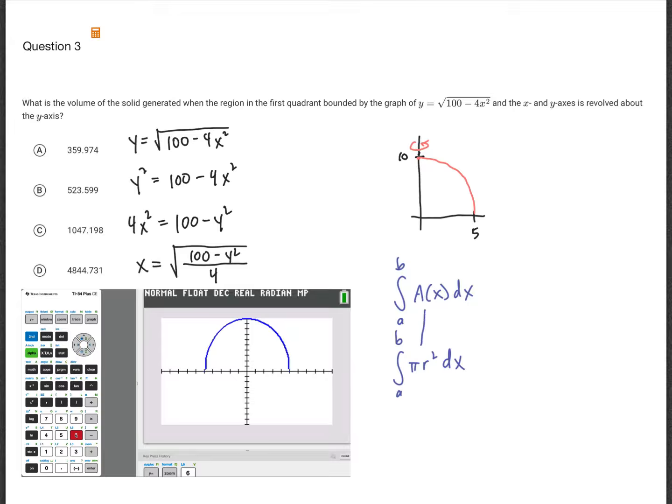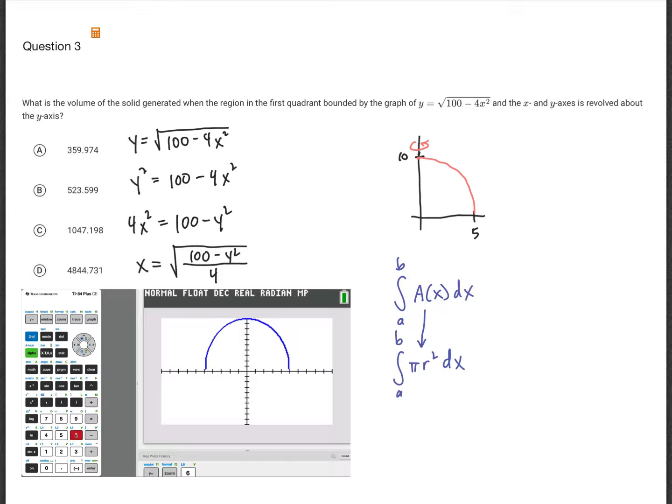So our cross sections are circles, so our area function is going to be some type of pi r squared. Okay, so a radius is this distance here, and this distance is just whatever x equals, and we know x equals this function in terms of y. So now really this is our radius here for any cross section.